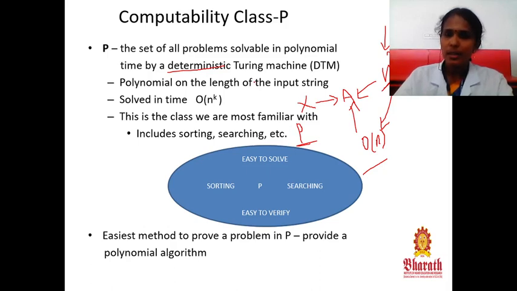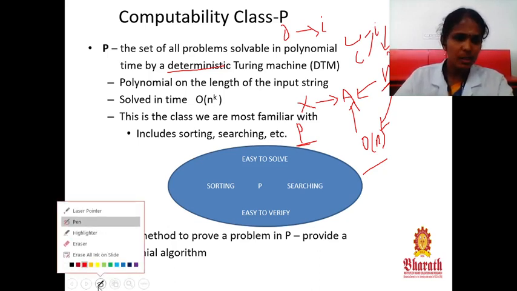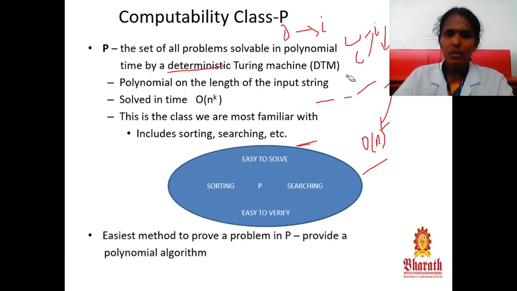And what is deterministic? For the same input I get the same output. If you get a different output for the same input, it is non-deterministic. Deterministic means same output for same input. If you get different output for the same input, I can say it is a non-deterministic Turing machine or non-deterministic problem. So that is the definition of class P.